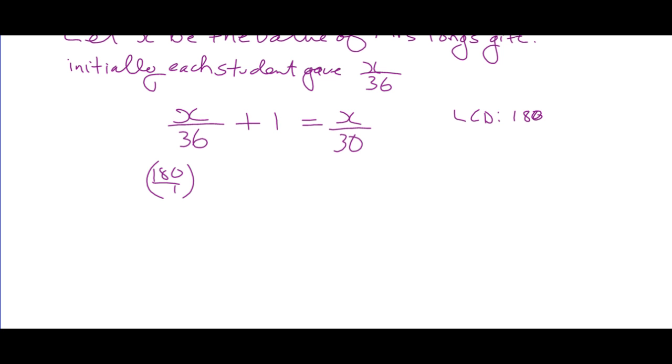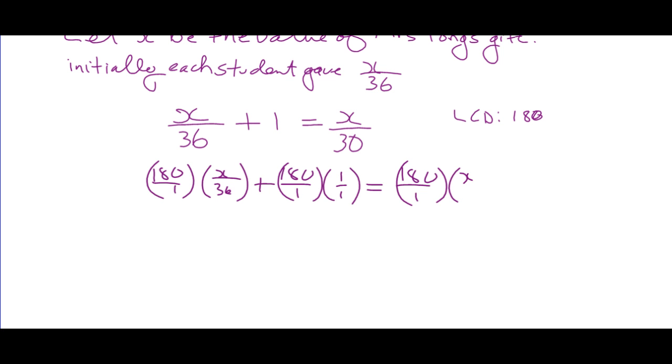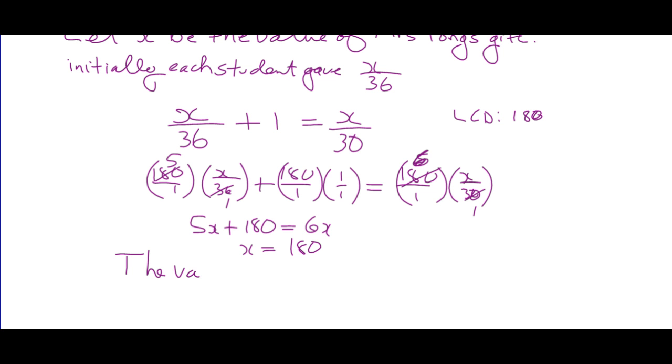So 180 times x over 36 plus 180 times 1 is equal to 180 times x over 30. That goes 5 times, and that goes 6 times. So 5x plus 180 is equal to 6x, so x is 180. It's just going to be 6x minus 5x. So the value of the gift was $180.